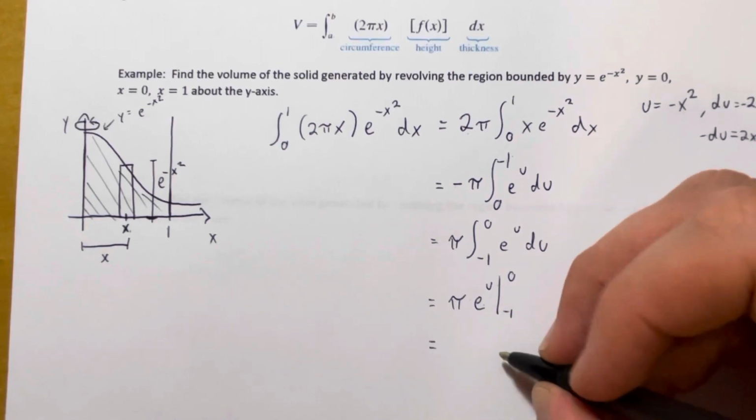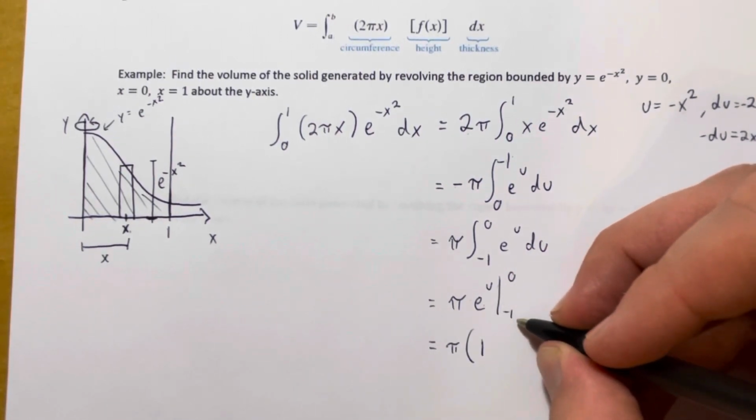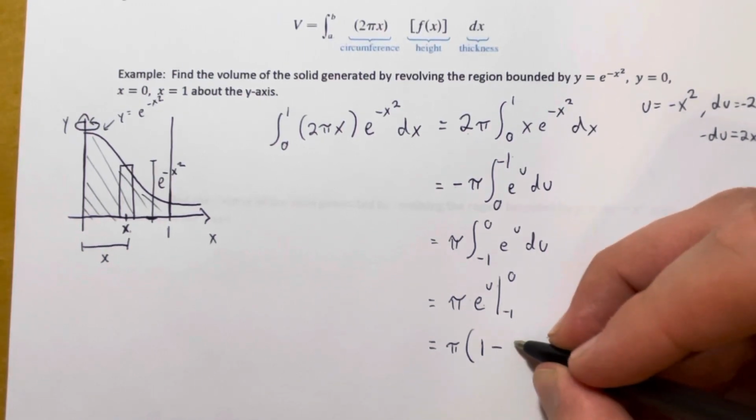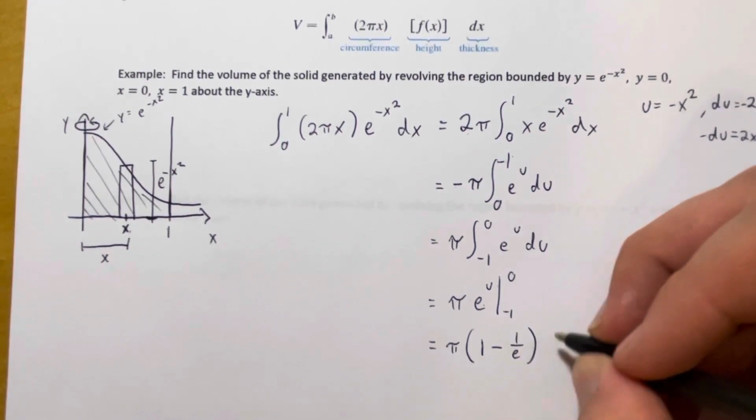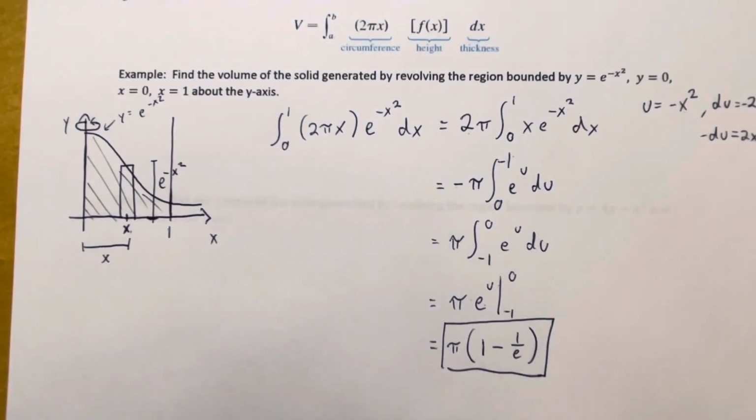E to the 0 is equal to 1. And e to the negative 1 is the same thing as 1 over e. So I can write this as minus 1 over e. Or you could leave it as e to the negative 1. Either form is fine. That's going to be our answer.